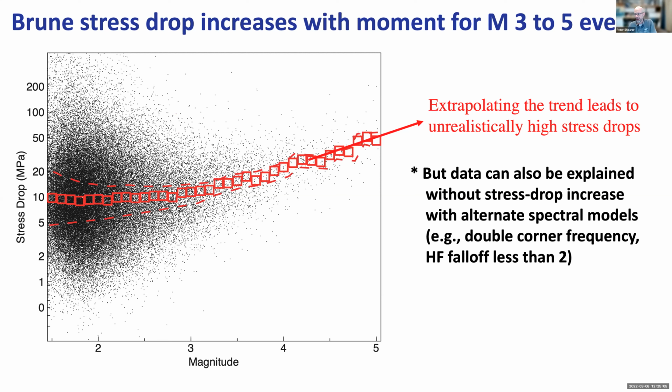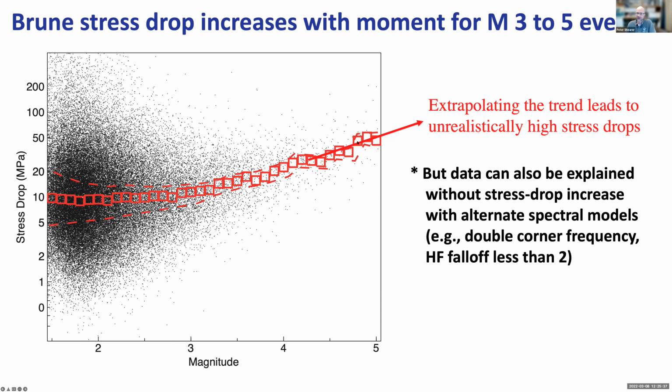We do now, because we can also examine this scaling issue. You can see that that constraint of 30 hertz at magnitude 1.5 results in about a 10 megapascal stress drop for the smallest events. But then as you get above magnitude 3 or so, the stress drop grows. But I would say that we don't think that this is real.